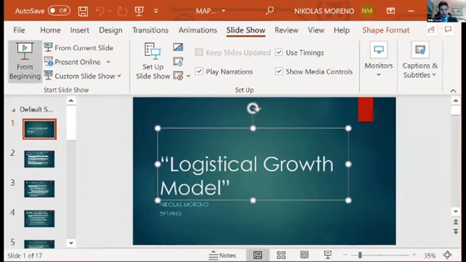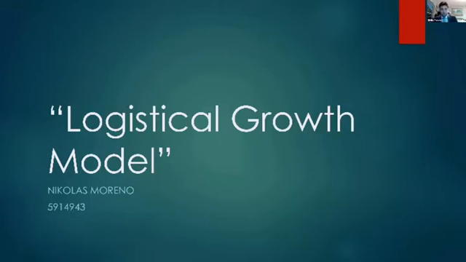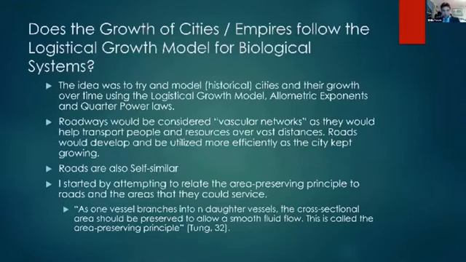All right. So my project's on the "logistic growth model." However, the quotation marks are there for a very important reason. I ended up abandoning that topic, but I'll show you how I transitioned to it now. Initially, my idea was to model the growth of cities or empires, like the Romans or the Mongols, using the logistic growth model and allometric exponents.